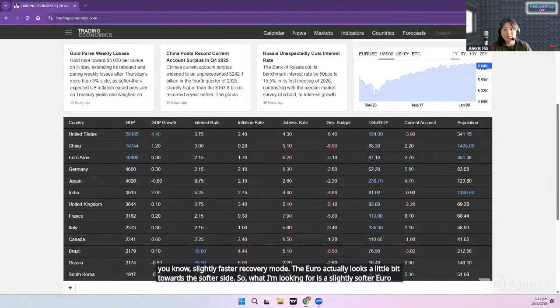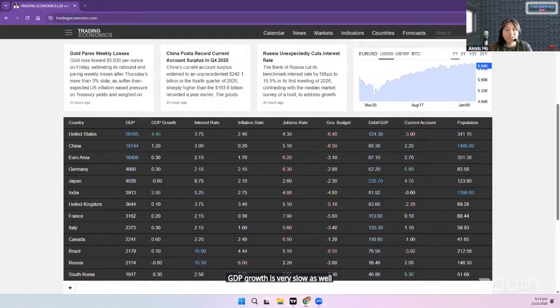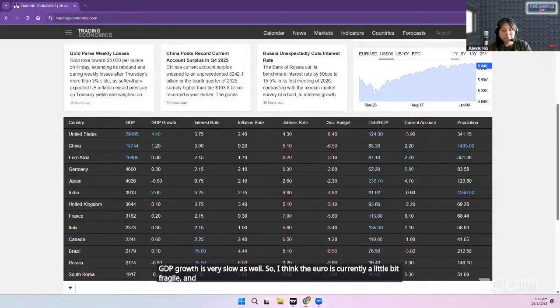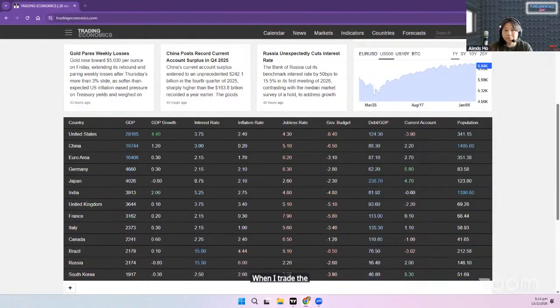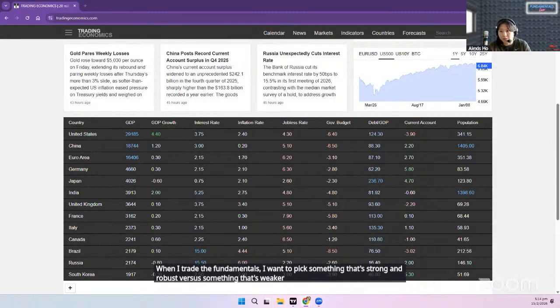Now, I prefer to pick the euro because I would say the economy is a bit fragile right now. Energy costs, Germany and France, the economy is a bit split. GDP growth is very slow as well. So I think the euro is currently a little bit fragile, and that's where, when I trade the fundamentals, I want to pick something that's strong and robust versus something that's weaker. The strongest versus weakest, essentially, to find that potential of a move.